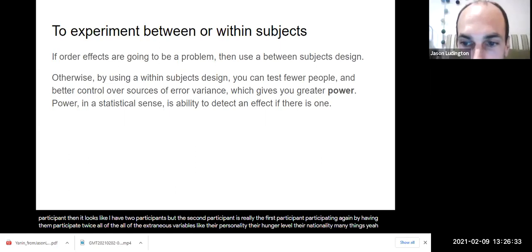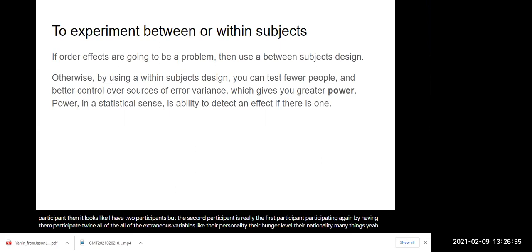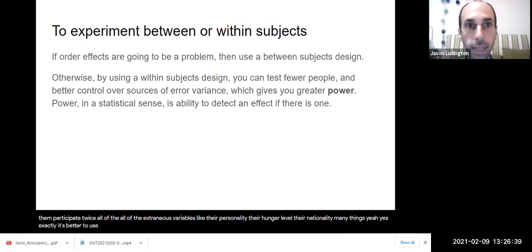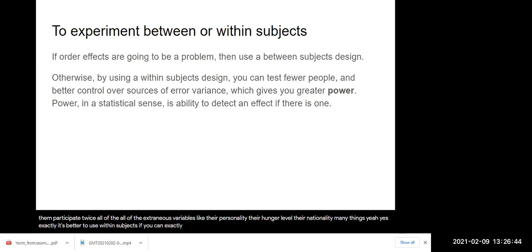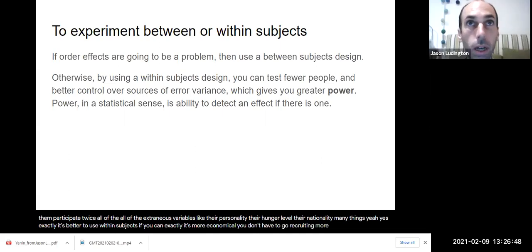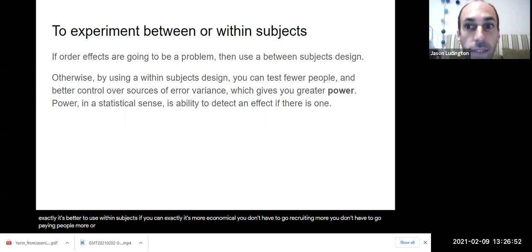So overall, is it better to use a within subjects design if you can? Yes, exactly. It's better to use within subjects if you can. It's more economical. You don't have to go recruiting more. You don't have to go paying people more or incentivizing them more because you've already got them.